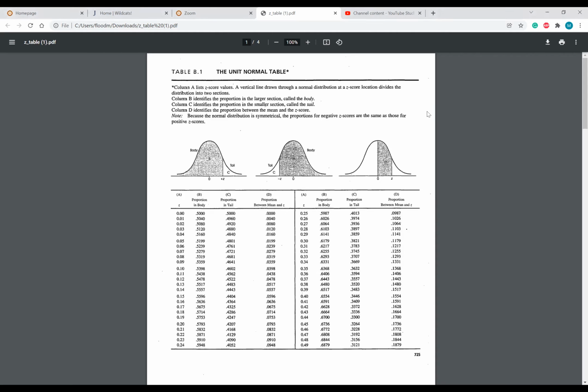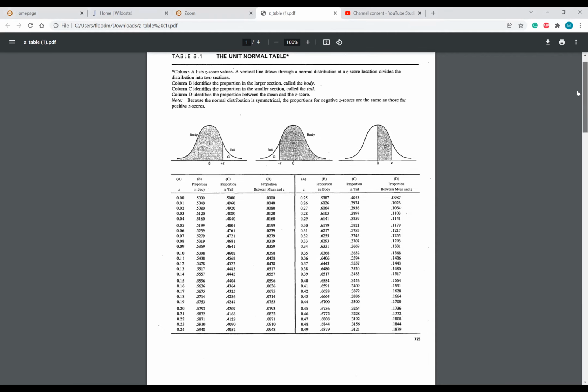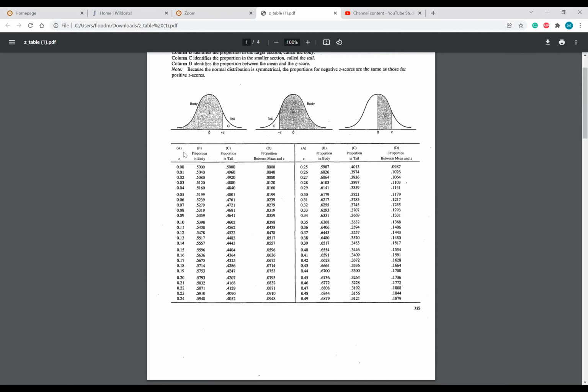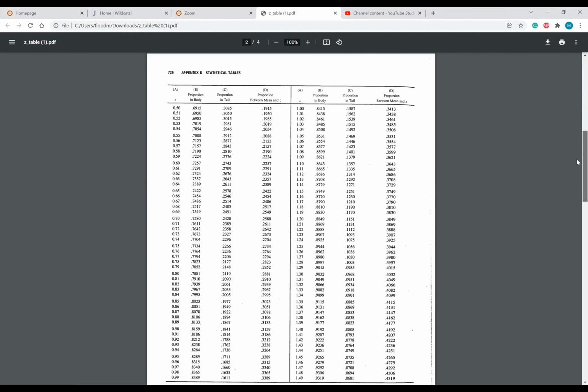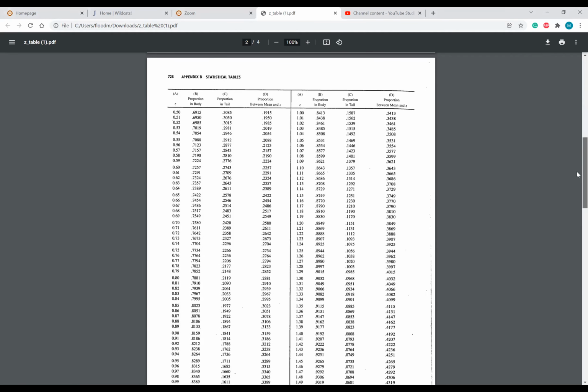What is the proportion of z-scores that are greater than 1? So we're going to find our z-score in column A. It starts at 0.00, so we're going to go all the way down until we get to a z-score of 1. So here's a z-score of 1.